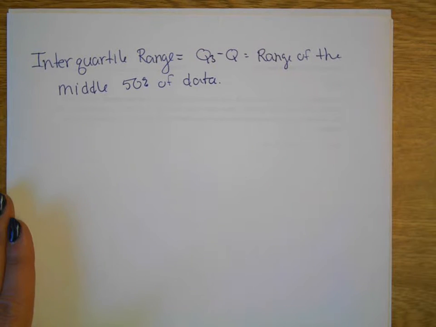The reason we talk about interquartile range, remember when we first started this chapter, we talked about outliers, data values that were far removed from the rest? Well, we need a definition of how far away is far removed. And this interquartile range is what you use to decide.